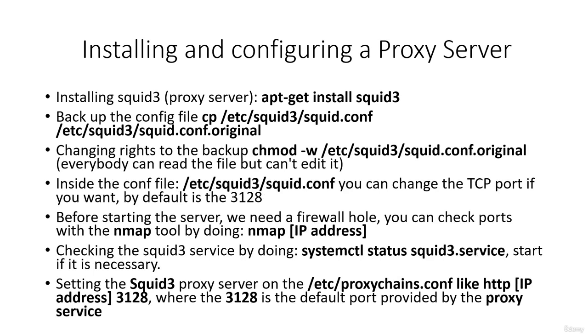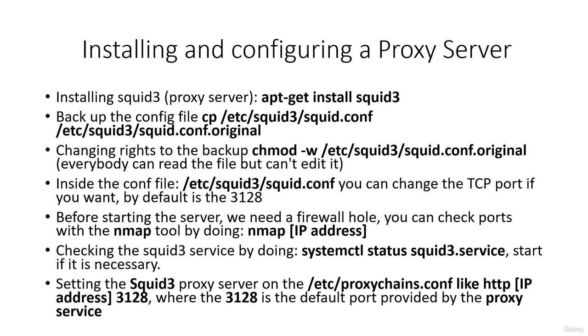After that, what you have to do now is install and configure the proxy server. To install the Squid3 proxy server, just type on your Linux machine this command: install squid3. It will automatically do everything, you don't even need to do anything. After that, you have to back up the config file, and this is the configuration file and this is the directory. Next, change the write permission of the backup, which is this command line, so that everybody can read the file but only you can write it.